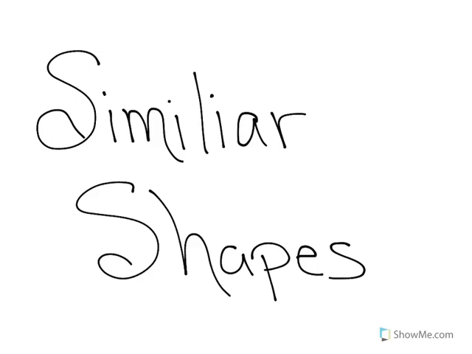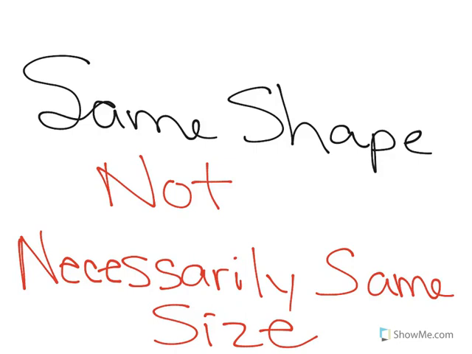Alright, this video is on similar shapes. Similar meaning the same shape, but not necessarily the same size. Because remember, if they were the same shape and the same size, they would be called something else. What would they be called? Starts with a C. Congruent.